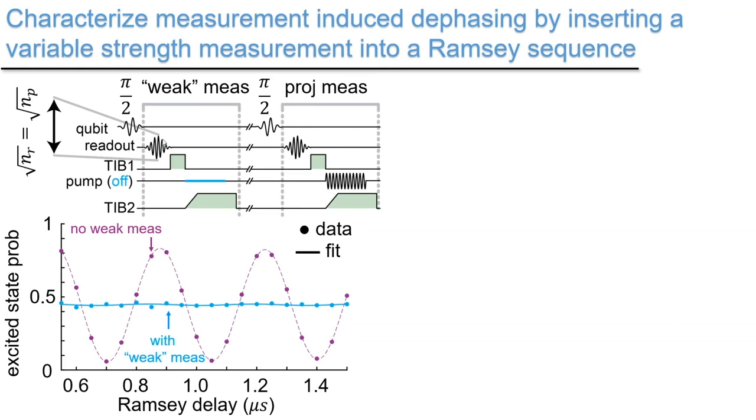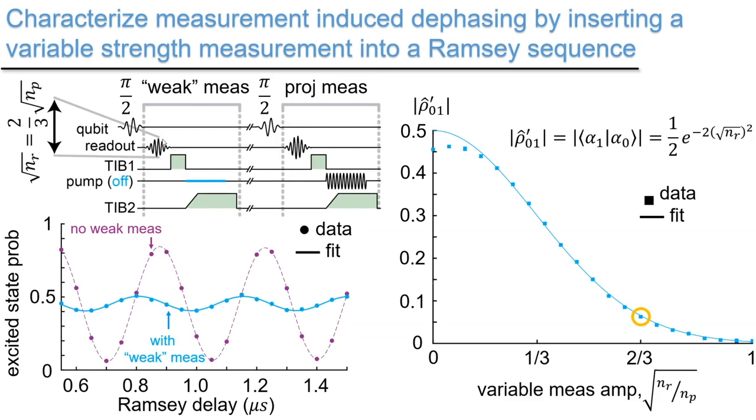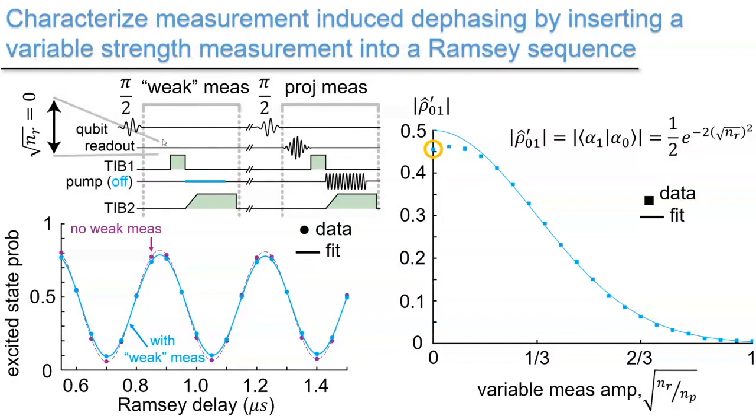More quantitatively, we can express this dephasing as the amplitude of the qubit's off-diagonal density matrix element after the variable measurement. This is 1/2 times the ratio of the amplitude of the cyan to the purple fringes. On the right, we plot this post-measurement coherence, rho 0,1 prime, as a function of the amplitude of the readout pulse in the variable measurement. The x-axis here is in experimental units, volts on a mixer, normalized to our projected measurement. The Ramsey fringes you see in the bottom left correspond to the rightmost data point. Now let me scroll back through the data I previously showed you, and you can see these other gold circles corresponding to the data we just saw.